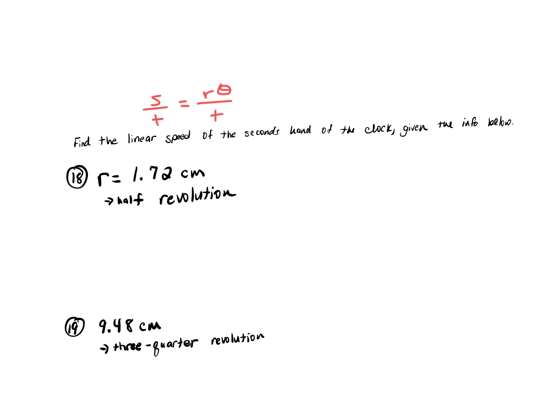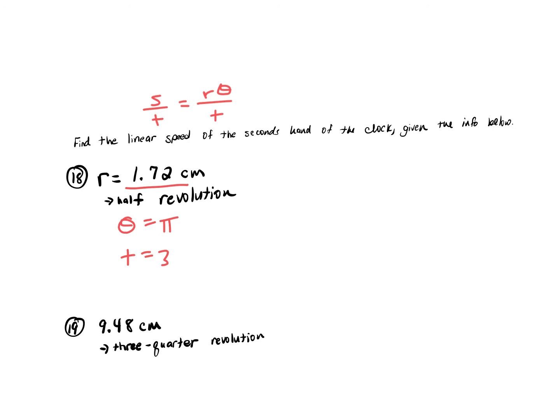So here it gives us r. When we have half a revolution, what is theta? Pi. And then how many seconds is in half a revolution? 30 seconds. And then we just plug these 3 things into our formula.